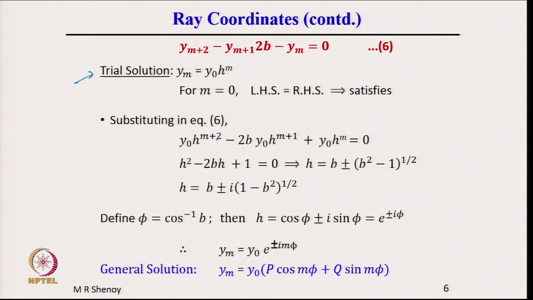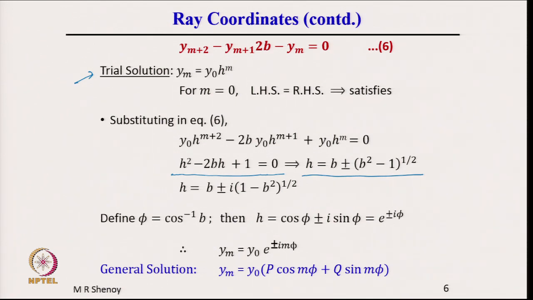Now, if we substitute this in equation 6, then we have y_0 into h to the power m plus 2 for y_(m+2). So, replacing m plus 2, we get y_0 h^(m+2) minus 2b y_0 h^(m+1) plus y_0 h^m equal to 0. So, h to the power m is common throughout, so it can be eliminated to get the equation h squared minus 2bh plus 1 is equal to 0.